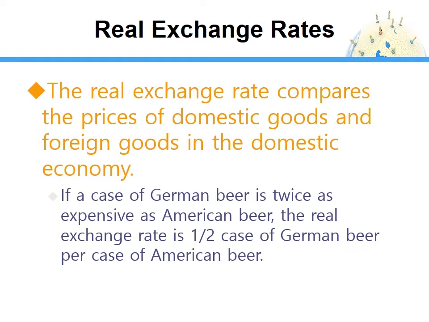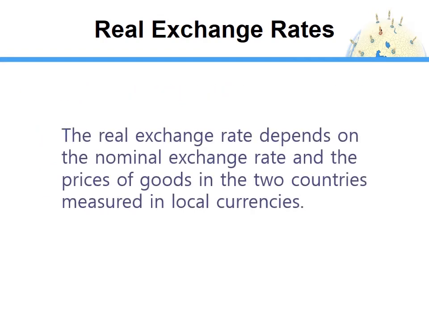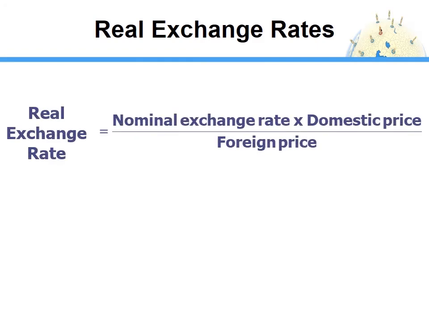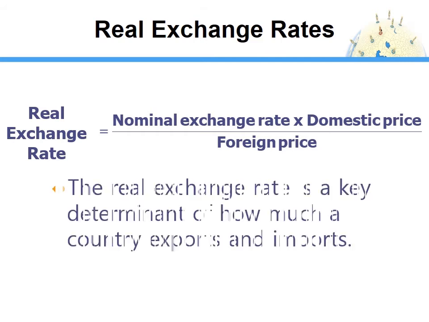If a case of German beer is twice as expensive as American beer, the real exchange rate is 1 over 2 cases of German beer per case of American beer. The real exchange rate depends on the nominal exchange rate and the price of goods in the two countries, measured in local currency. Real exchange rate equals nominal exchange rate times domestic price divided by foreign price.